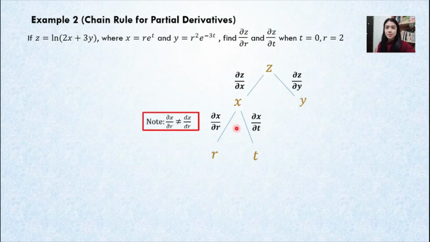Please take note here that ∂x/∂r is not equal to dx/dr. We are using ∂x/∂r because you are having two variables here.